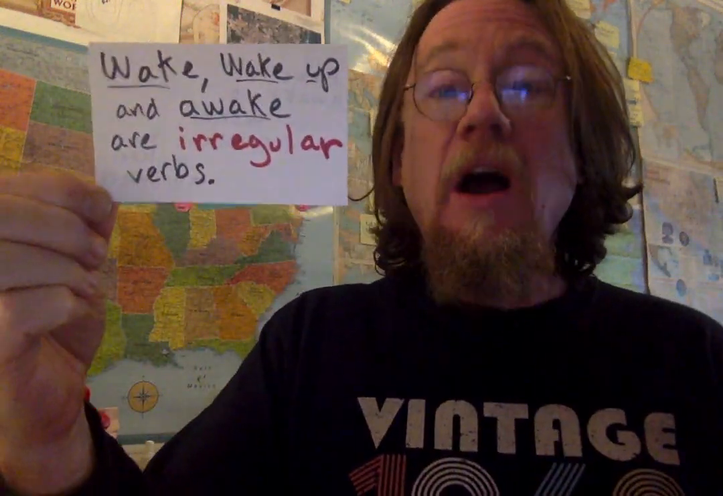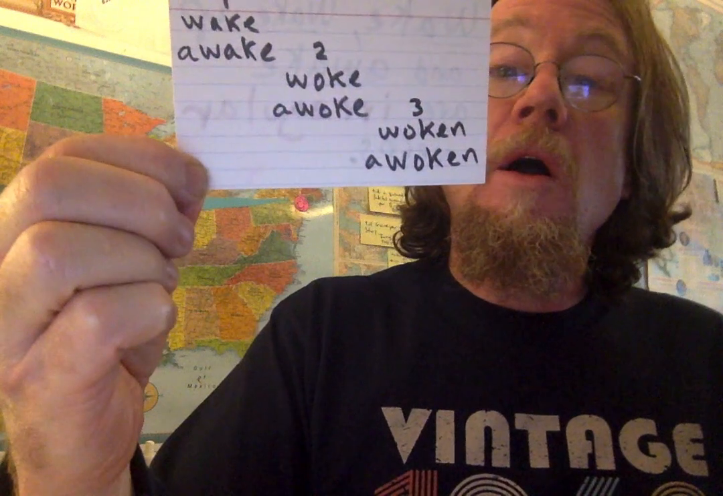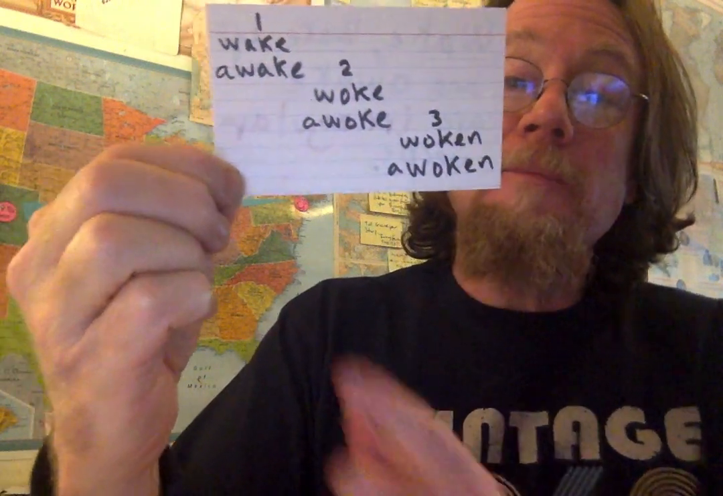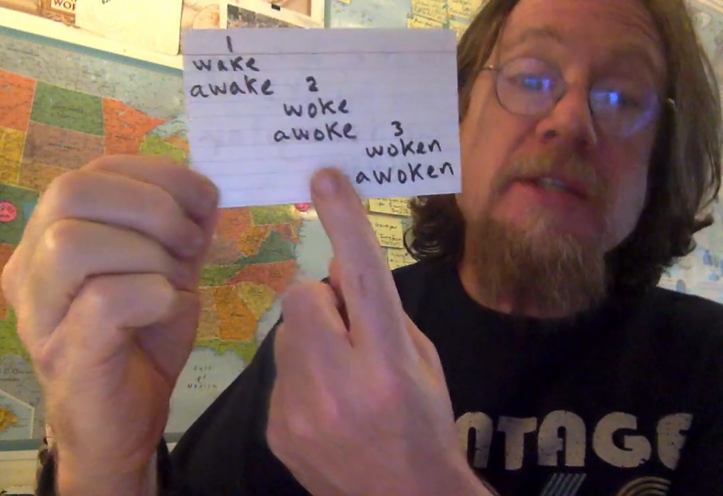Okay, so another slight difference is this. Wake and wake up and awake are all irregular verbs. So for example, we say wake, awake, woke, awoke in the past. The third form is woken or awoken. Awaken is a regular verb. I say, I awakened at 7 a.m.